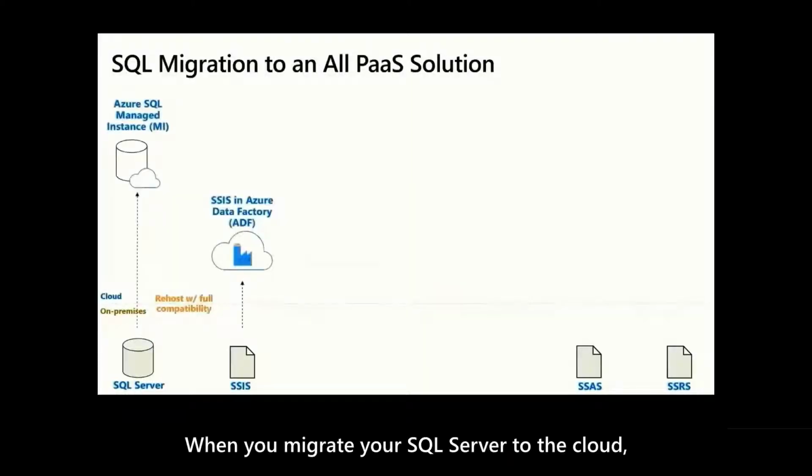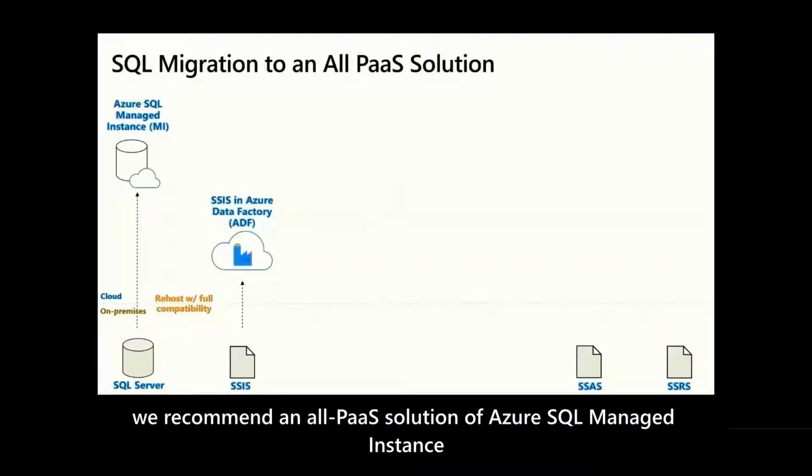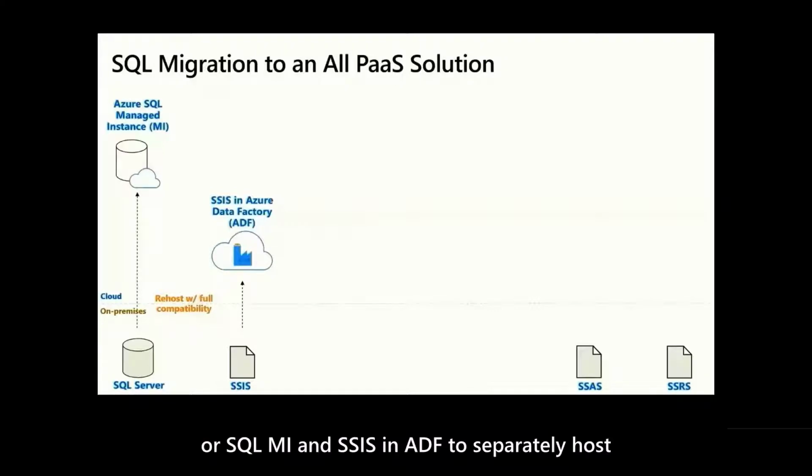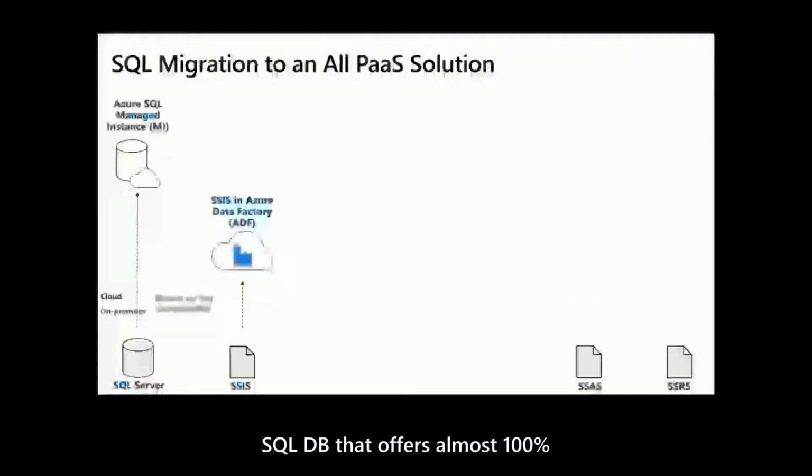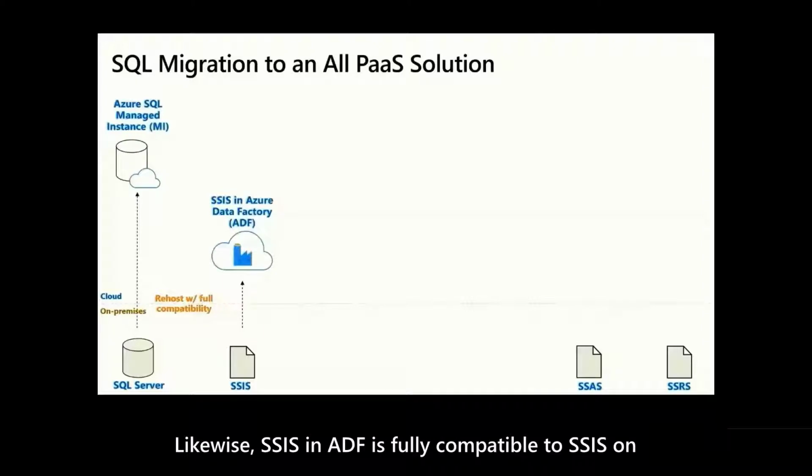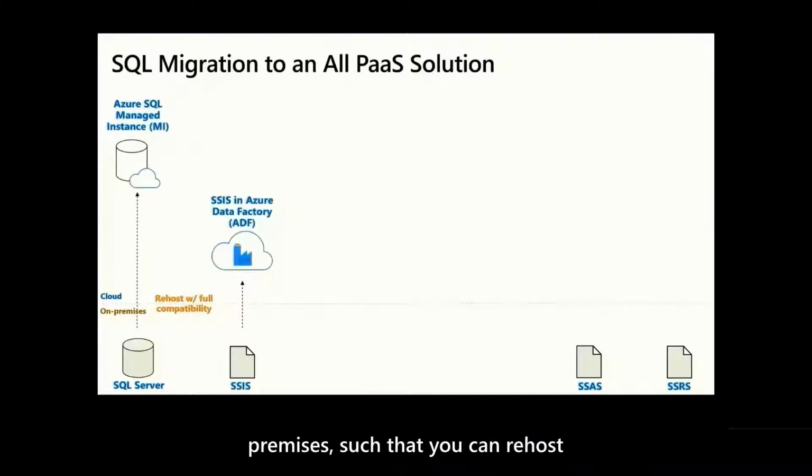When you migrate your SQL Server to the cloud, we recommend an all PaaS solution of Azure SQL Managed Instance, or SQL MI, and SSIS in ADF to separately host your database and ETL engines respectively. SQL MI is a variant of Azure SQL Database, or SQL DB, that offers almost 100% backward compatibility to SQL Server. Likewise, SSIS in ADF is fully compatible to SSIS on premises, such that you can rehost or lift and shift all of your existing packages with minimal or no changes.